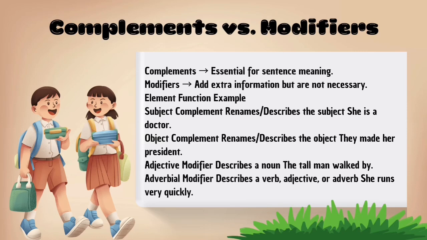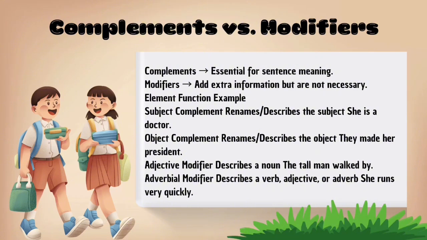And again, how do we identify an object complement? Go back to the previous test. You look for a direct object first, then check if the word after it describes or renames the object. For example, we elected her captain. Her equals captain. This makes captain the object complement. Another one, they found the movie boring. Movie equals boring. This makes boring the object complement.